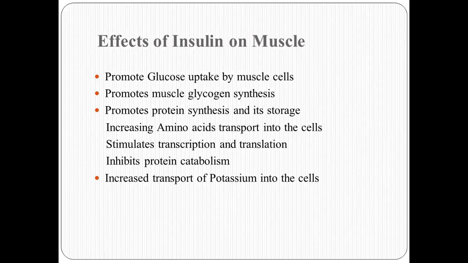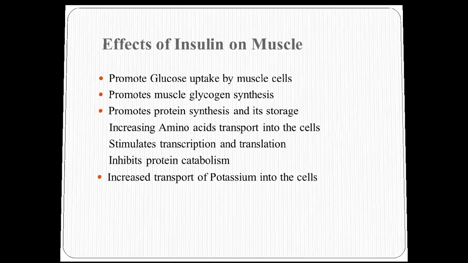Now these three systems will be activated in one tissue, that is muscle. So all will be activated, but basically glucose utilization will be more, and the extra amount will be synthesized and stored as glycogen. Protein synthesis will be more, and inhibition of protein catabolism will be there, and it will be stored for cell division and growth.